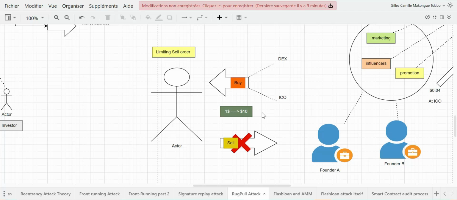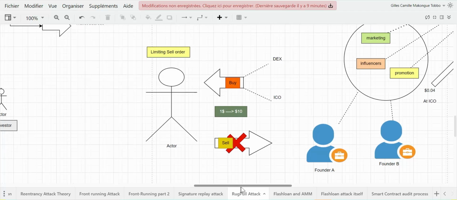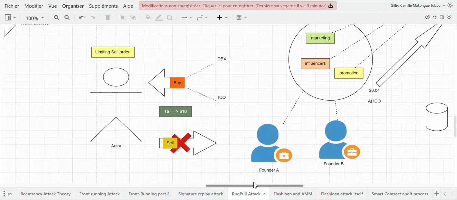So this is actually an attack, and it is a real world attack that happens every day in the crypto space. So it's really important to understand this one. If you run into that, understand that this is actually a limit sell order. So you bought a cryptocurrency, it took some value, and you want to sell to make some profit, but you cannot sell. This is what we call a limit sell order.